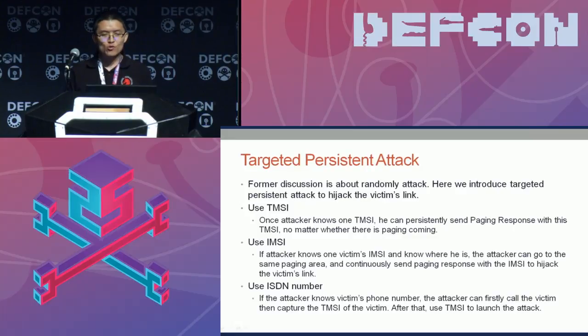Or we could use the ISDN number, also known as the cell phone number. In this case, we know the victim's phone number. We can call the victim and capture the victim's TMC in the air. Then we can launch a targeted attack via the previously mentioned attack method. Now let's go on to the next slide and introduce the details about how to implement a targeted hijack.